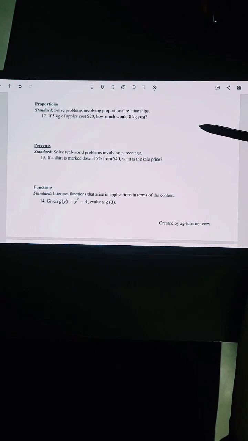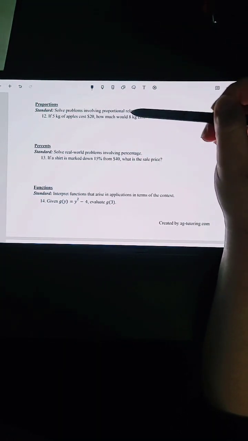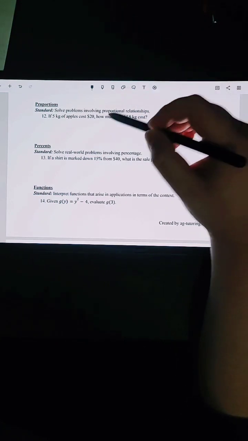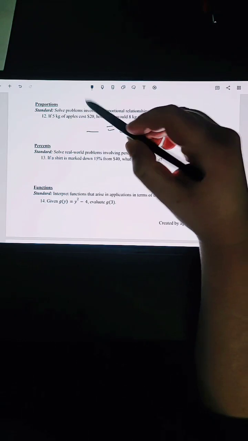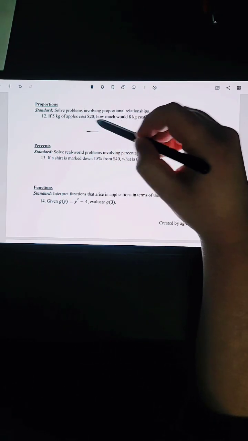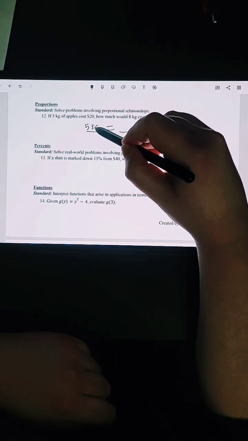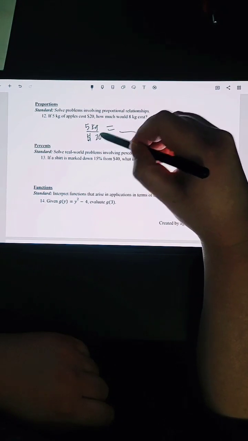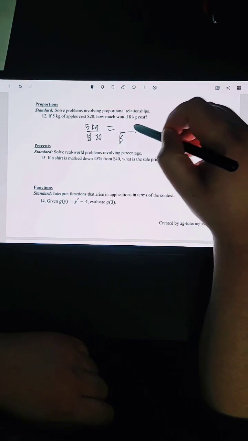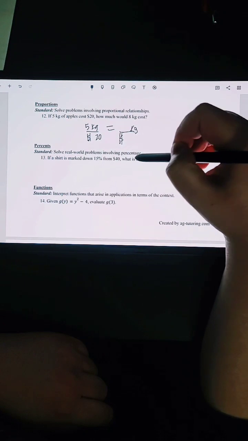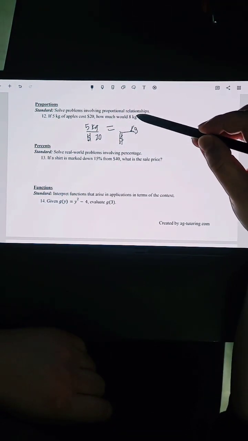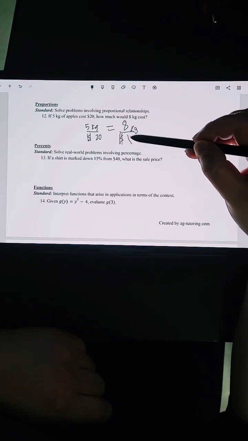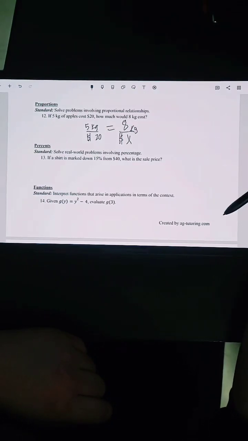And then let's go to this next one. It says if 5 kilograms of apples cost $20, how much would 8 kilograms cost? Again, put a relationship on each side and match the units on top and bottom. The first relationship is 5 kilograms is related to the $20. So make sure you have dollars on bottom and kilograms on top to match for your next relationship. The next relationship they're asking about is 8 kilograms, and we want to know how much it costs. So x is going to be down there with the dollars.